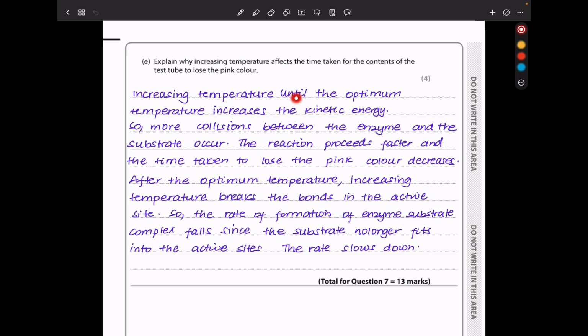So I said increasing temperature until the optimum temperature increases the kinetic energy, so more collisions occur between the enzyme and the substrate, and the reaction proceeds faster, and the time taken to lose the pink color will decrease. However, after the optimum temperature, increasing temperature breaks the bonds in the active sites, so the rate of formation of the enzyme-substrate complex will fall. Since the substrate will no longer fit into the active sites, the rate is going to slow down, and here I could write, so it will take longer to lose the pink color. I've just added this statement, until the time when it will no longer lose the pink color.